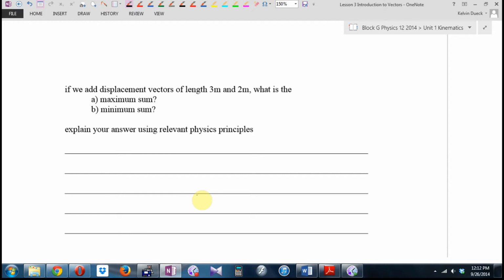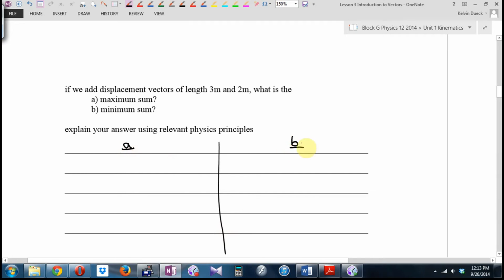It says this. If we add displacement vectors of length 3 meters and 2 meters, what is A, the maximum sum, and B, the minimum sum? You know what? I'm going to go like this. Here's my answer to A. Here's my answer to B. What is the maximum sum that you can get from vectors of 3 meters and 2 meters? Convince me.